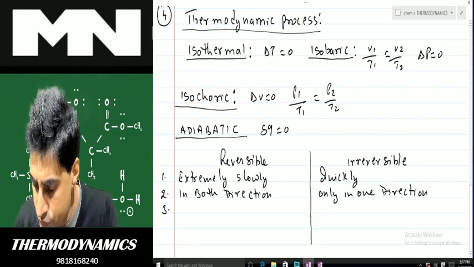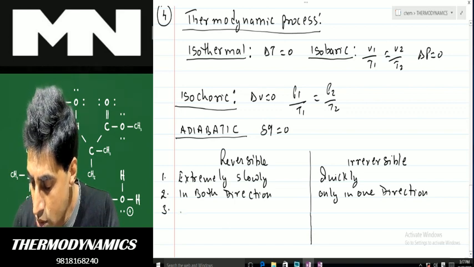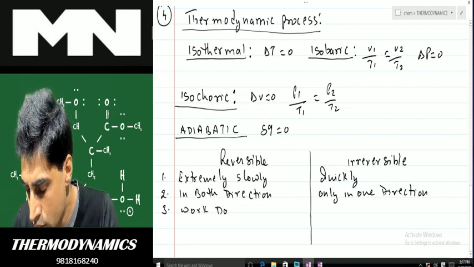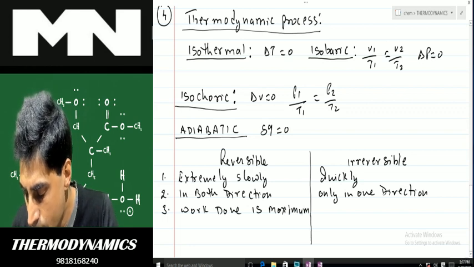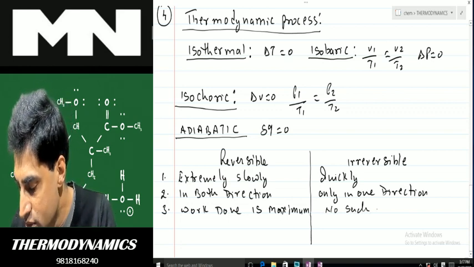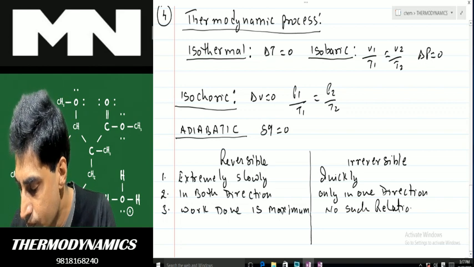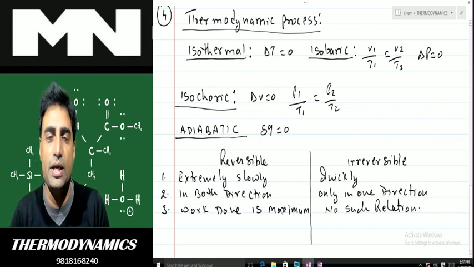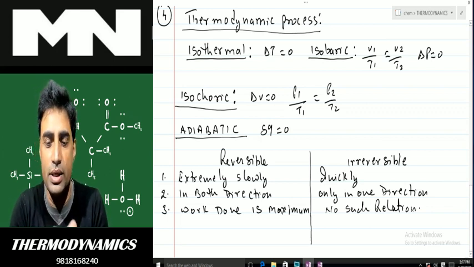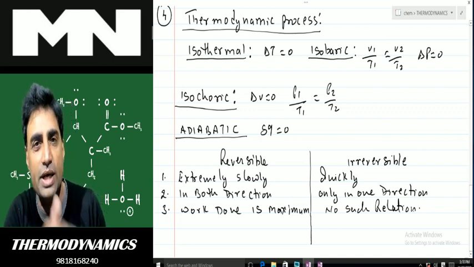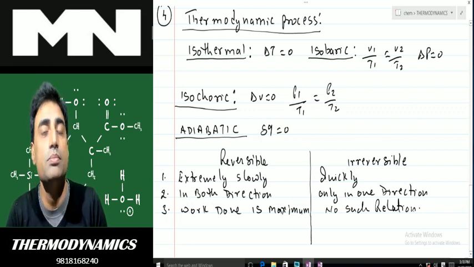Third, in a reversible process, work done is maximum. If the external pressure is nearly equal to the internal pressure, and the gas is expanding, that means the gas which is doing the work is trying its level best to expand against a force which is nearly equal to it. That means the work done is maximum.